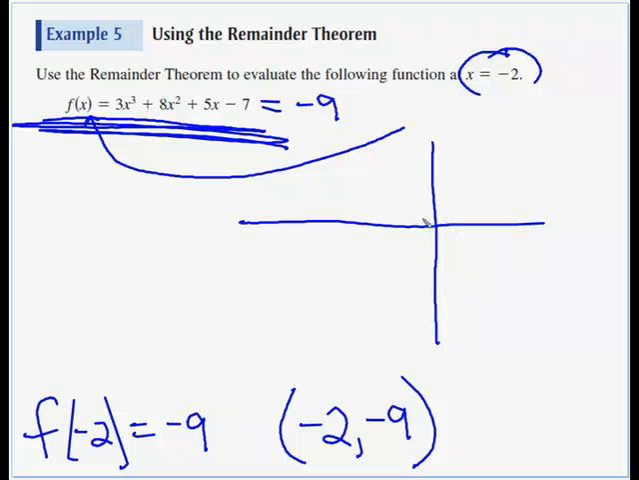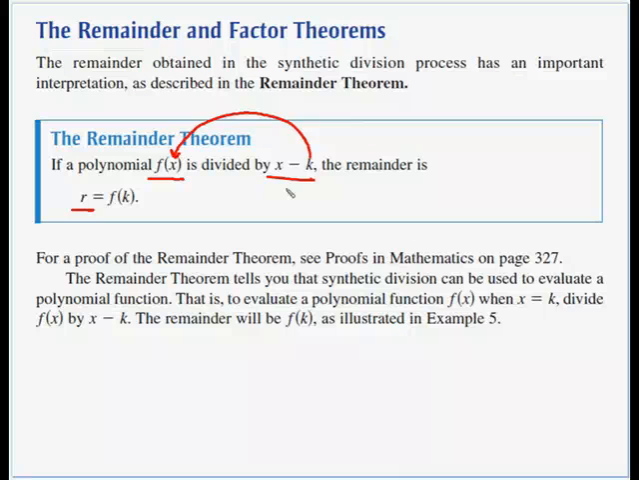That would be a little bit over here to the left and then down to -9. Somewhere down here is a point at -2, -9 that this graph will go through. So that's what the remainder theorem is saying here, with this sort of math jargon. If a polynomial f of x is divided by some factor x minus k, then the remainder r is f of k. So you took this number and you plugged it into the function f of k.